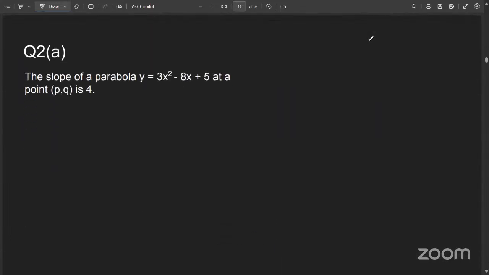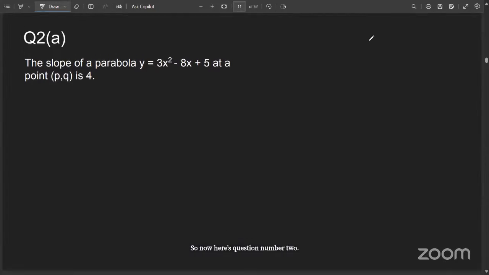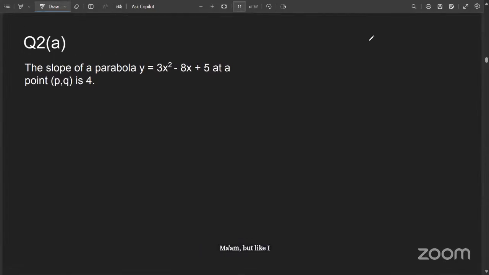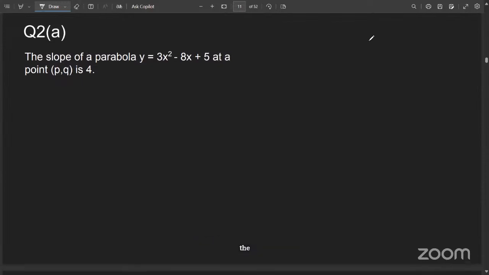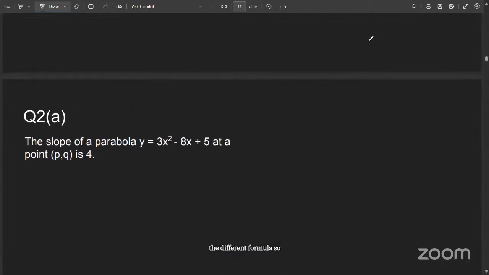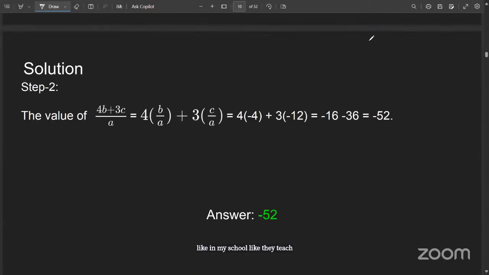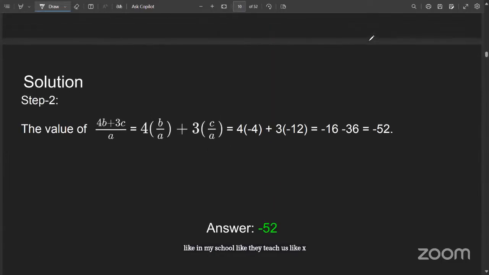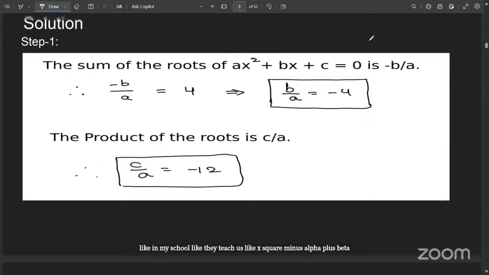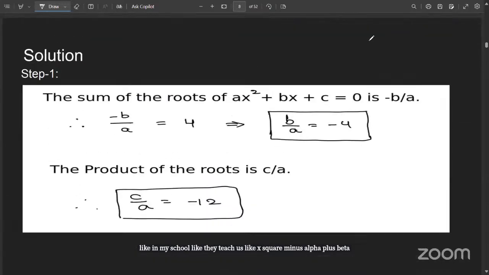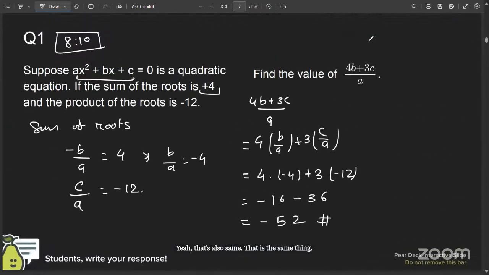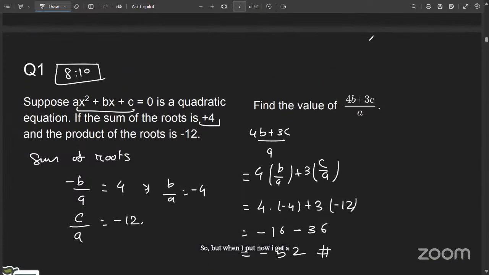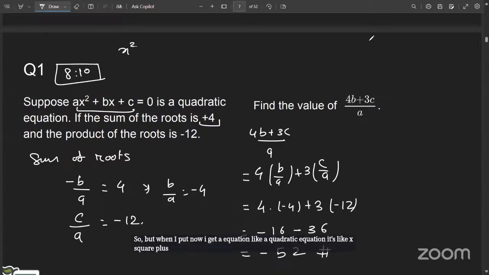So now here's question number 2. Ma'am, but I've done it with a different formula. In my school they teach us x square minus alpha plus beta, alpha plus beta x. But when I put it in, I get a quadratic equation like x square plus 12x plus 4.